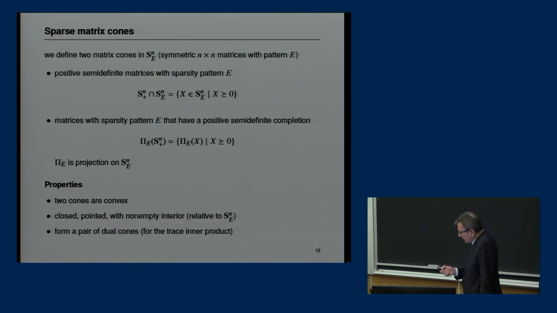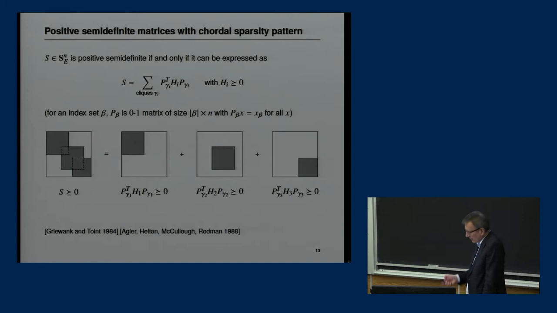So first, the cone of positive semidefinite matrices with a chordal sparsity pattern has this simple decomposition. So if you take this example, it's a chordal sparsity pattern with three overlapping dense blocks. So a matrix of this form is positive semidefinite if and only if you can write it as a sum of simple matrices like this. So each of them is zero except in one of these maximal cliques. So obviously, if you have a decomposition like this, it means the matrix is positive semidefinite. But for a chordal pattern, it's if and only if you can.